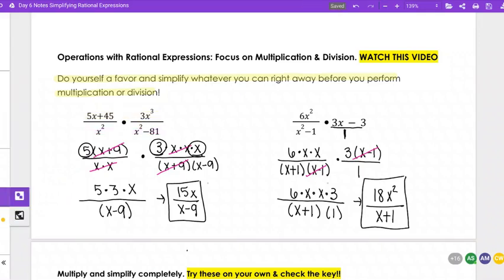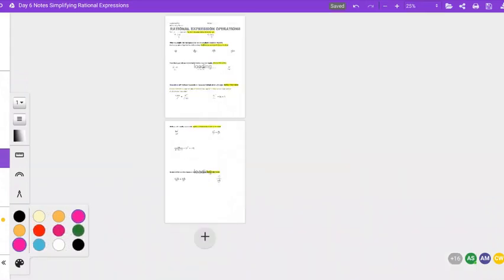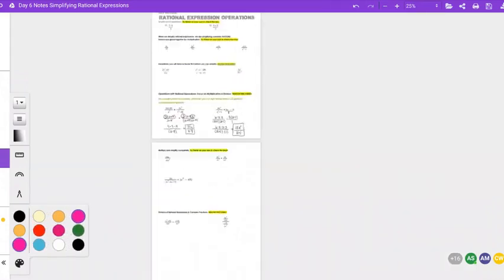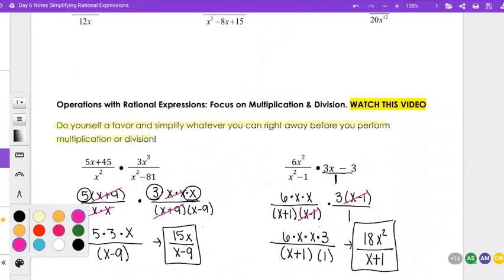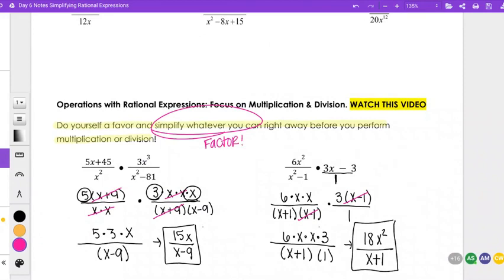Now, however, when it comes to rational expressions and polynomials, just like we said earlier, do yourself a favor and simplify whatever you can right away. So really, the idea behind multiplication is factor, factor, factor.